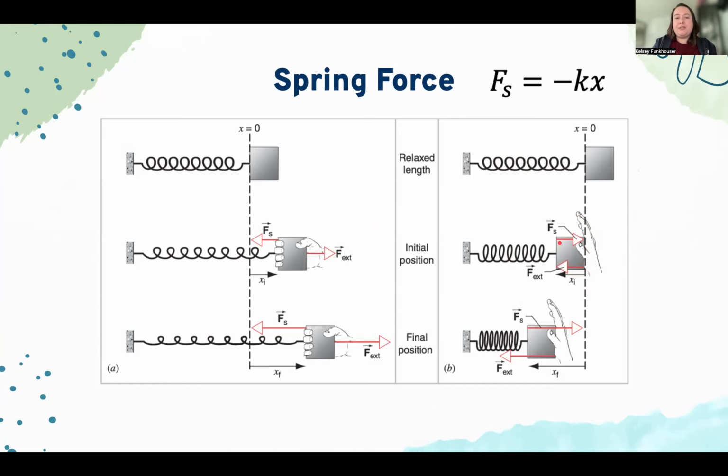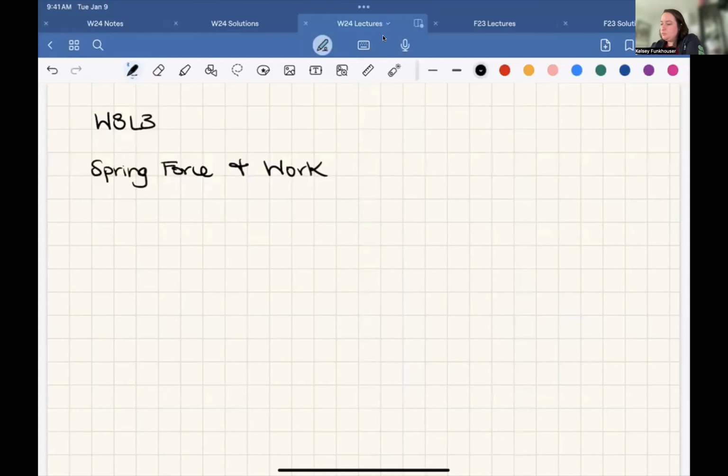So let's take a look at work done by a spring force. The spring force again is this negative kx. And the thing we just saw, work done by a variable force, is the integral from initial x to final x of the force, which is the spring force in this case, dx. So now we can plug in our equation for the spring force into our integral, negative kx dx.